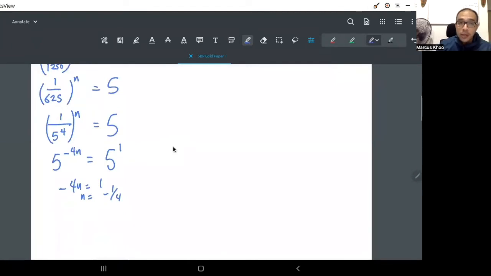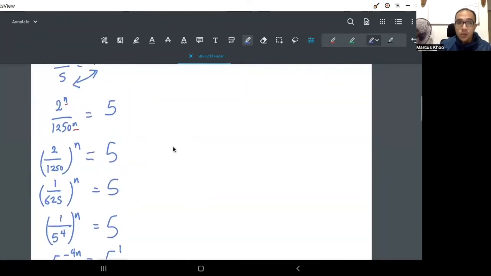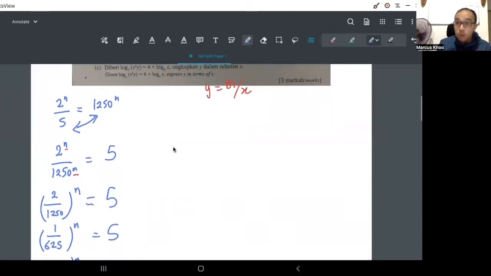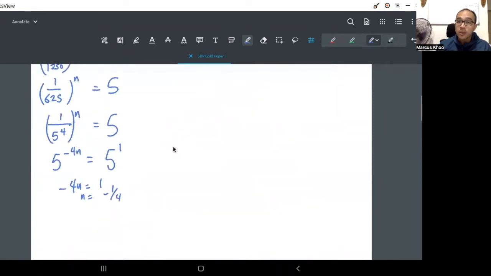The other way, of course, if you don't know how to do this, is you log both sides. Log this and log that. Also can log 10 2 to the power n minus log 10 5 equals log 10 1250 to the power of n. You can do this, also no problem. But you will end up with the same answer as well.